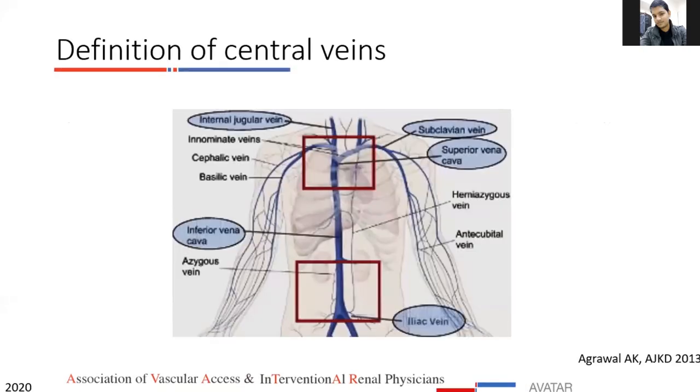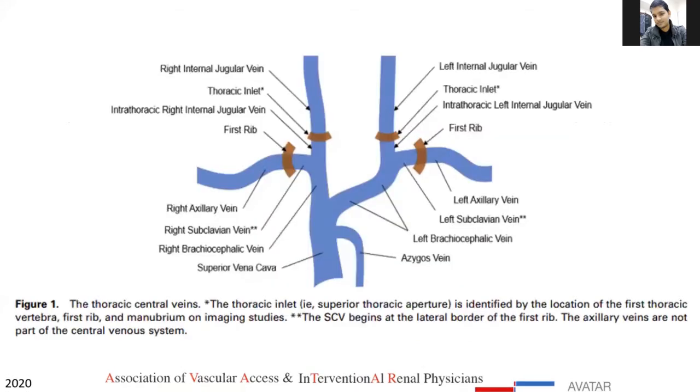So we have to define central veins, and central veins can be defined in the upper limbs as well as in the lower limbs. But for the purpose of this talk, we will be concentrating only on the upper limb, and that's how we define the central veins here. It starts with the thoracic inlet up to the first rib on this side, and similarly on the other side. The subclavian vein, which begins at the lateral part of the first rib, and the axillary vein are not part of the central venous system.